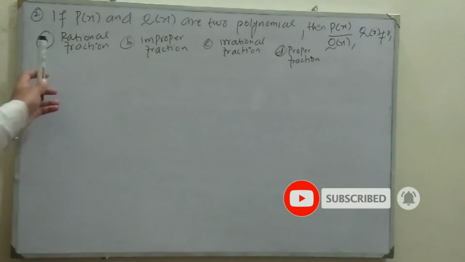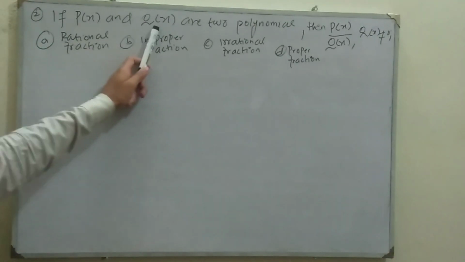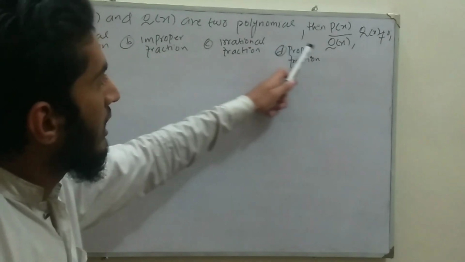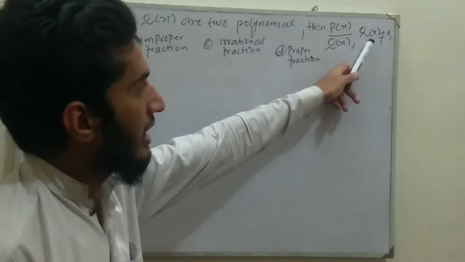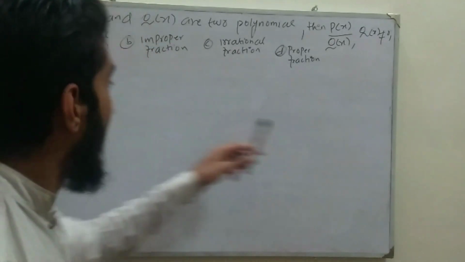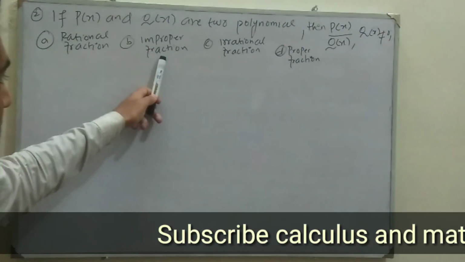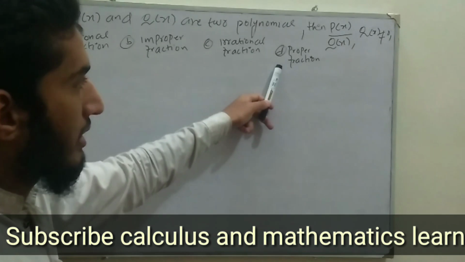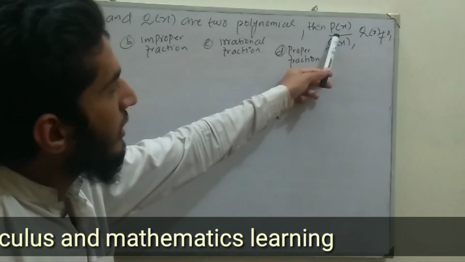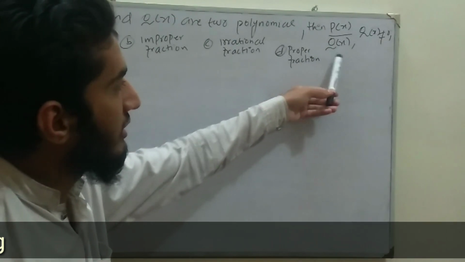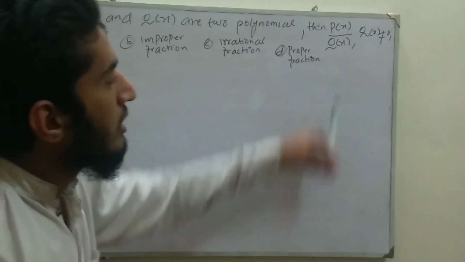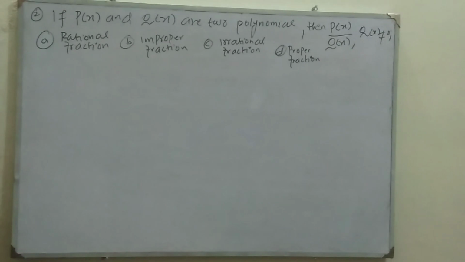So MCQ number 2 tells that if P of x and Q of x are two polynomials, then P of x divided by Q of x, where Q of x is not equal to 0, will be called a rational fraction, improper fraction, irrational fraction, or proper fraction. Remember, when one polynomial is divided by a second polynomial, and the second polynomial which is in the denominator is not equal to 0, this type of fraction is called a rational fraction. So the correct choice is option number A.